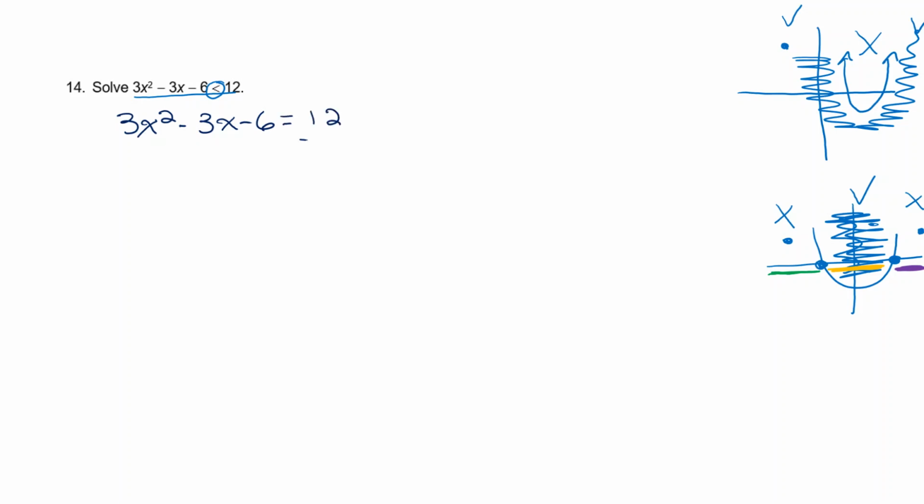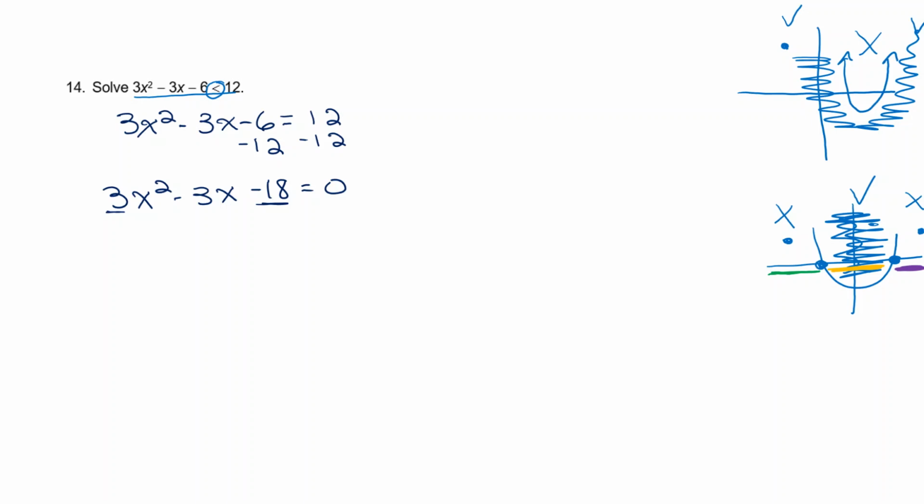And I want to set it equal to 0, so I'm going to subtract 12 from both sides. And I end up with 3x squared minus 3x minus 18 equals 0. All right, so next thing I'm going to look at, before I do anything, I'm actually going to see that I can factor this out. And this time I have a 3 here and a negative 18.